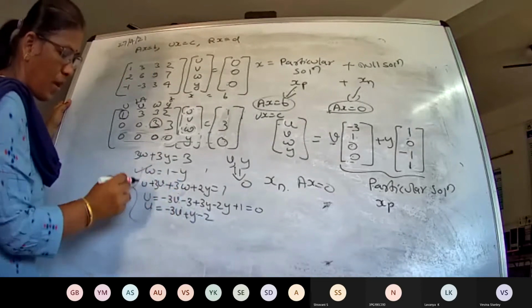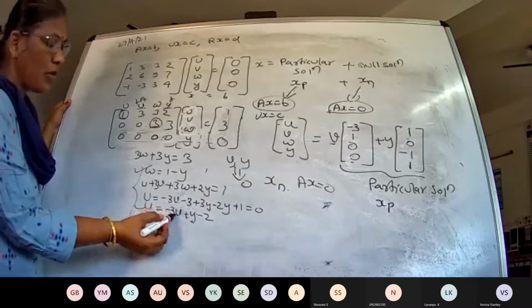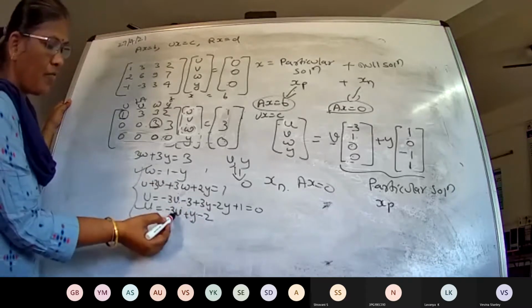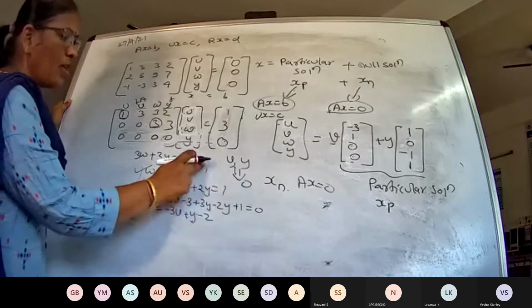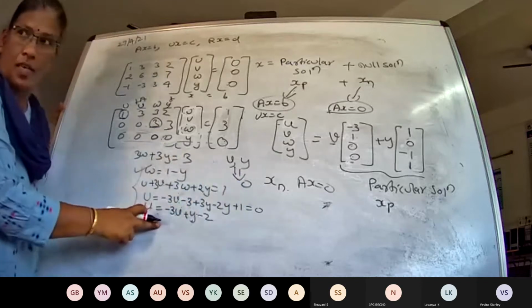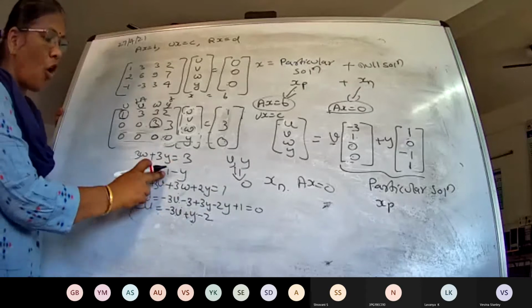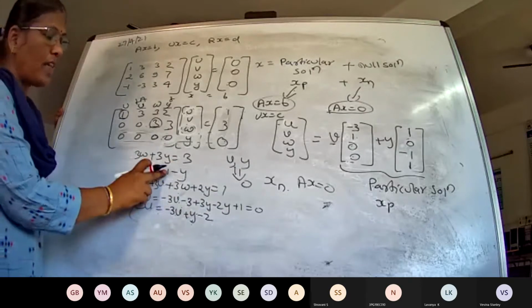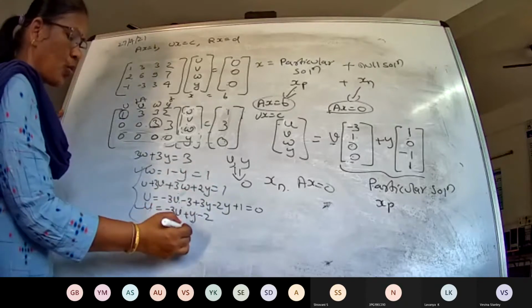The pivot variable expressions are always in terms of the free variables, right? So you have the free variables v and y. If you substitute free variables equal to 0, what will you be getting? You will be getting a constant. You are just going to write the constant. So here the constant is 1 and here it is minus 2.